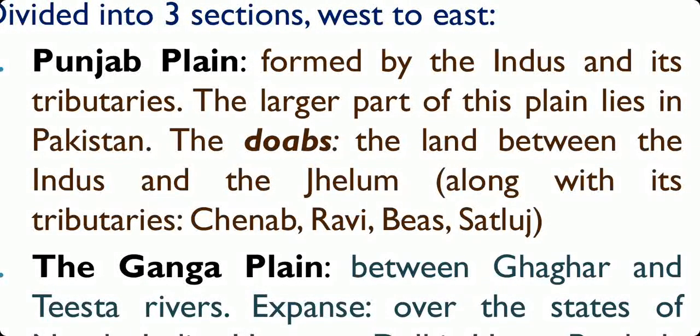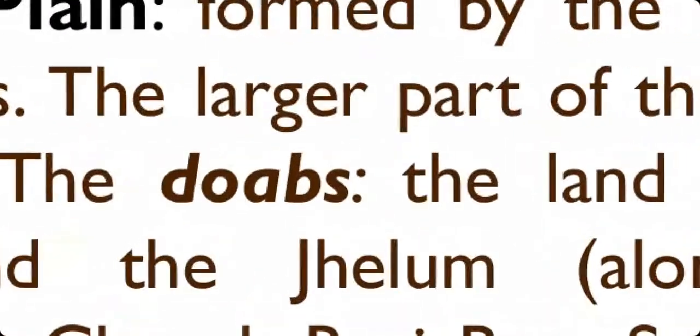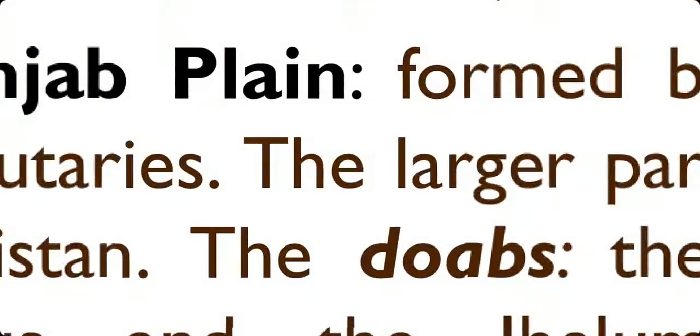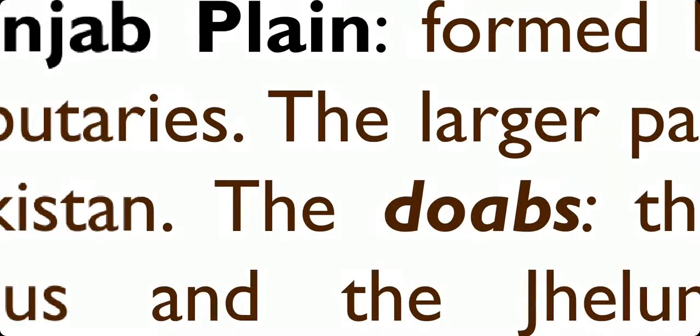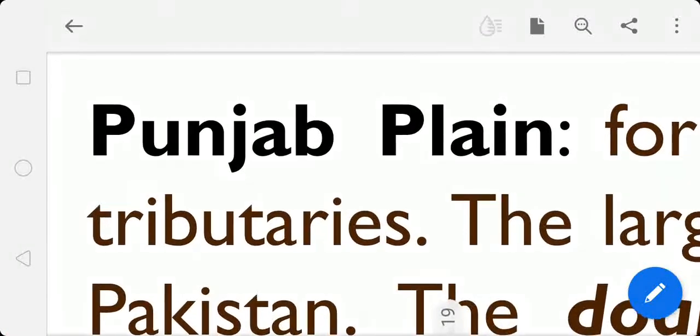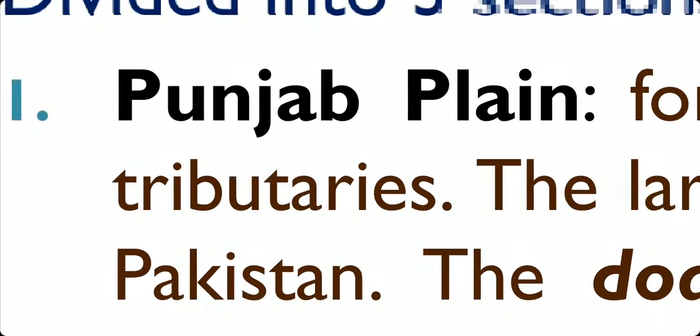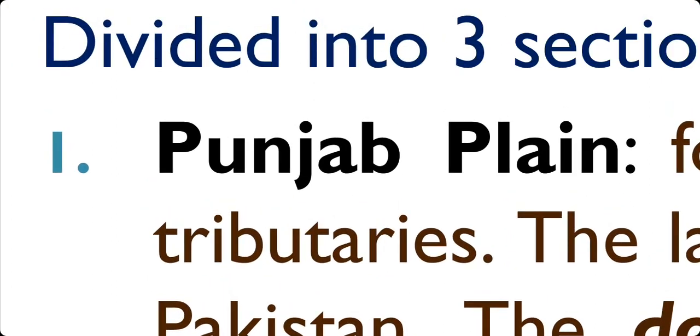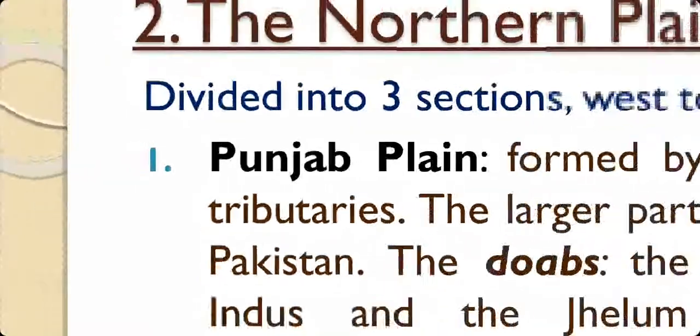Now, I want to tell you that Ab means river. Doab means two rivers. And Punjab, Panj means Panch, five. So, this is the land of five rivers.